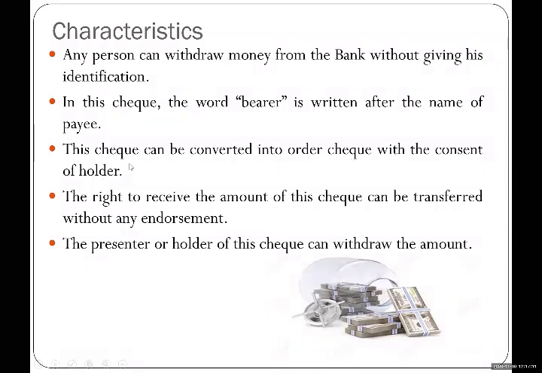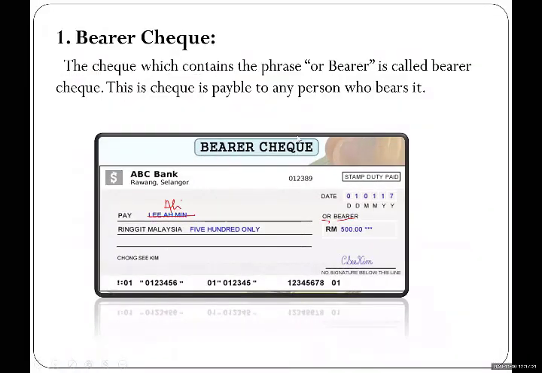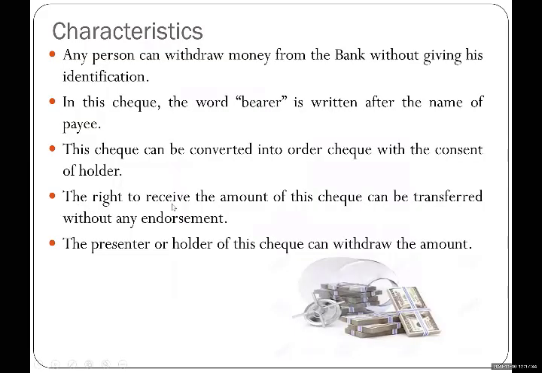Now, this check can be converted into an order check with the consent of the holder. Means the same bearer check can be converted into an order check. What is the procedure of converting this bearer check into an order check? Put a single line, or you can put small crosses over here. Now, this check is converted into an order check.